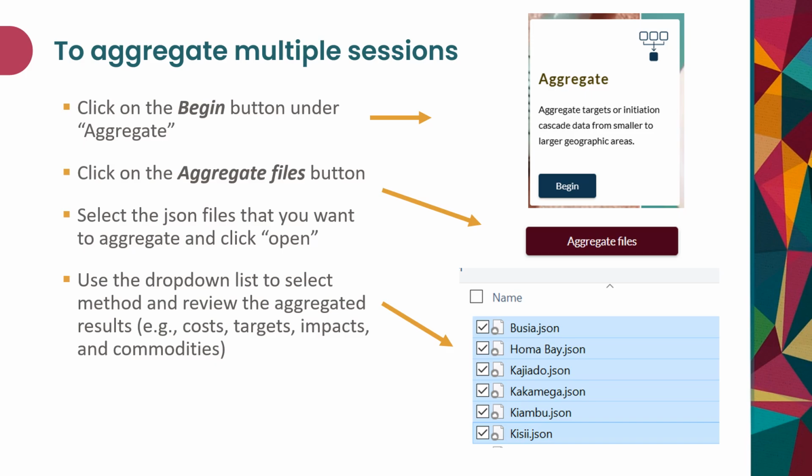Once you're ready to aggregate multiple files, you start by clicking on the Begin button in the Aggregate section of the first page of PrEPIT. Next, you click on the Aggregate Files button, select the JSON files that you want to aggregate, and click Open. The results will appear, and you can use the drop-down lists to review the aggregated results for costs, targets, impact, and commodities forecasting. The next slide shows a brief demonstration of aggregating multiple sessions in PrEPIT.